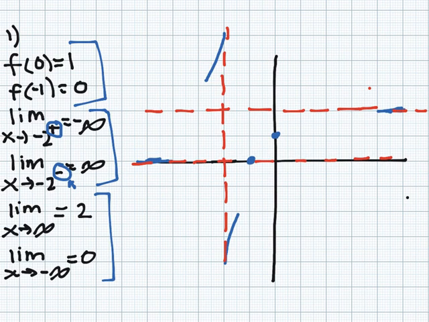So now we just have to connect this. We have this asymptote right here, and this asymptote right there, and we have these 2 points. So our simplest curve would just go through these 2 points and come down here.